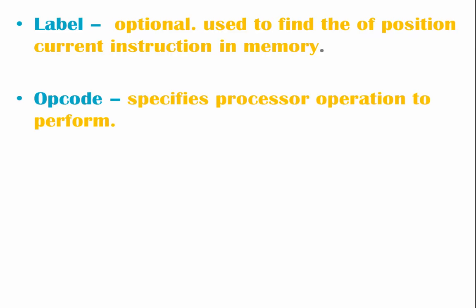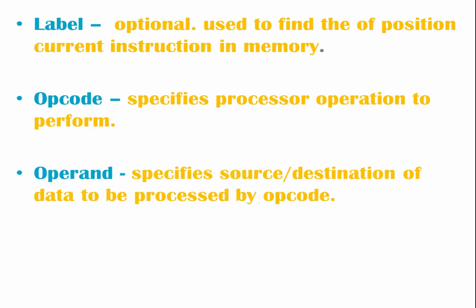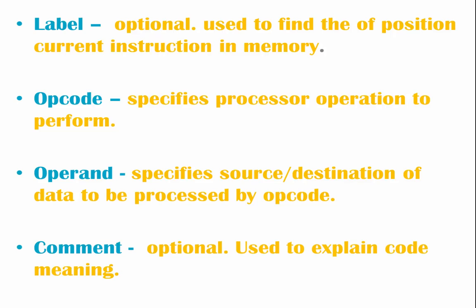The opcode specifies the processor operation to perform. This one specifies the operation to perform on the operand, which follows here. The operand usually specifies the source and destination of data to be processed by the opcode. So the source here could be a number or it could be a register. And comments are optional. They are used to explain code meaning.